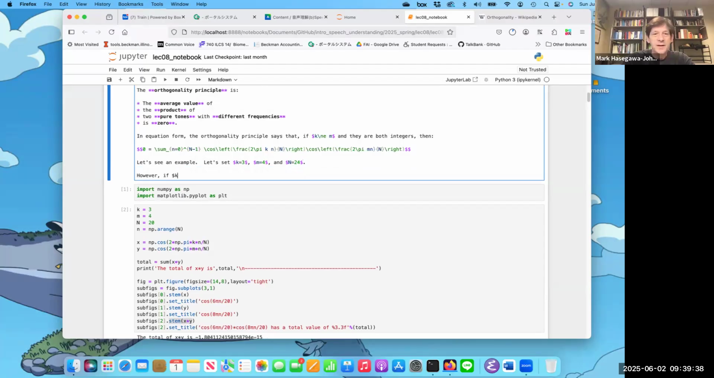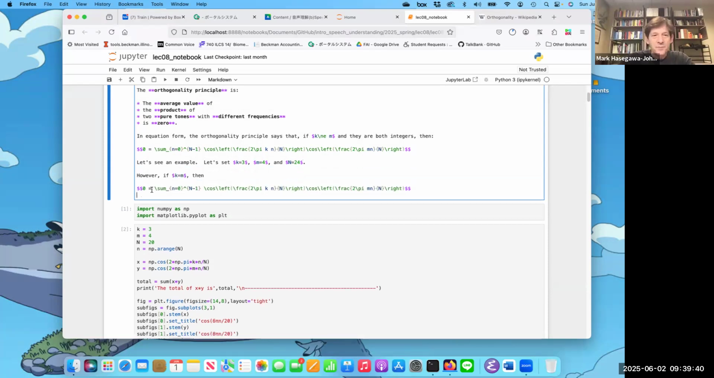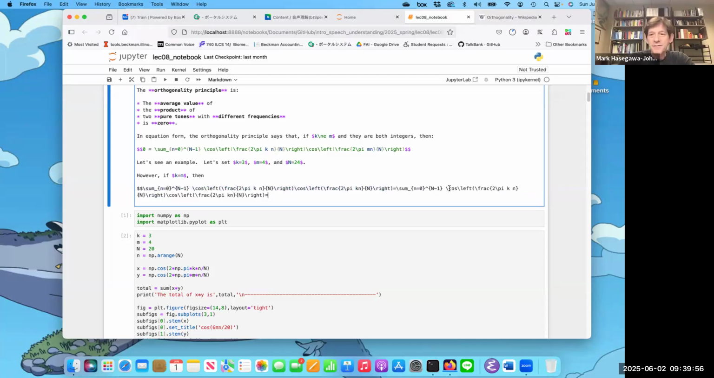If k is equal to m, then we have the sum from n equals 0 to N minus 1 of cosine of 2 pi kn over N times cosine of 2 pi kn over N. That will be equal to the sum from n equals 0 to N minus 1 of cosine squared of 2 pi kn over N, which will not be equal to 0.